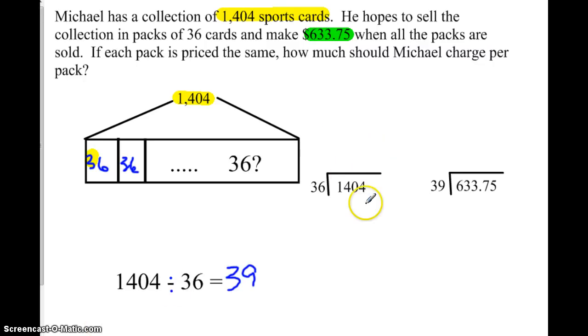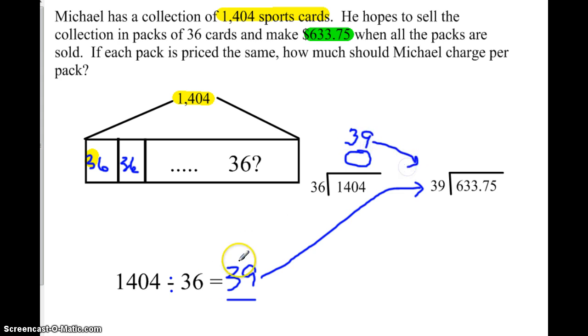Okay, if you worked out the long division, you would have ended up with 39 packs. And that's where this number came from. So the quotient here is 39, and that's this. Same thing, I just wrote it in a different way. So now we need to do the division here. I'm going to do this one with you. $633.75 divided by 39 packs.